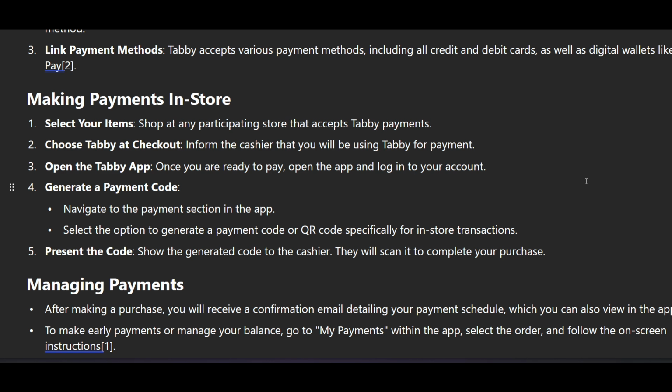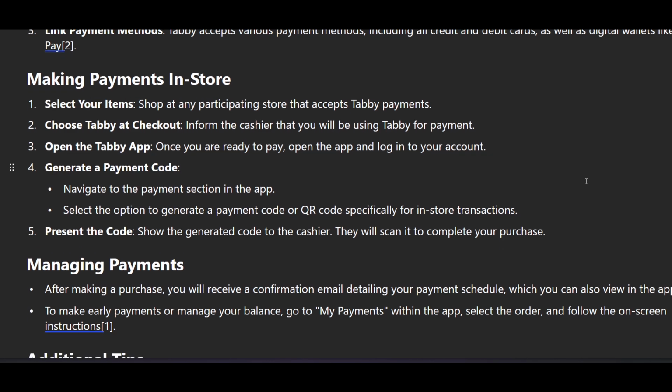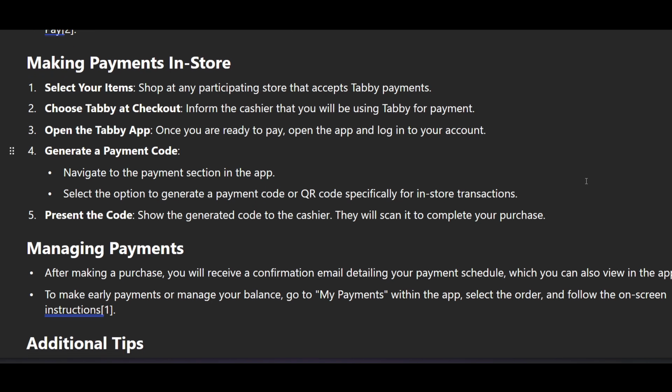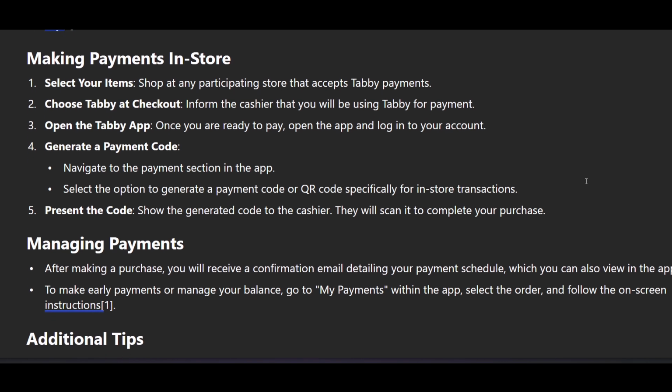Once you are ready to pay, open the app and log in to your account. Navigate to the payment section in the app. Select this option to generate a payment QR code, specifically for in-store transactions here. Now present the code, show the generated code to the cashier. They will scan it to complete your purchase.